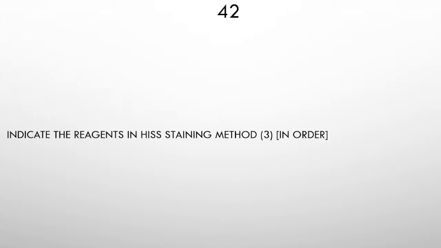Now, indicate the reagents used for the HIS staining method, in order. We're going to start with gentian violet. Then basic fuchsin. And last is the copper sulfate washing technique. So this is the staining method in order when you're doing the HIS staining method.